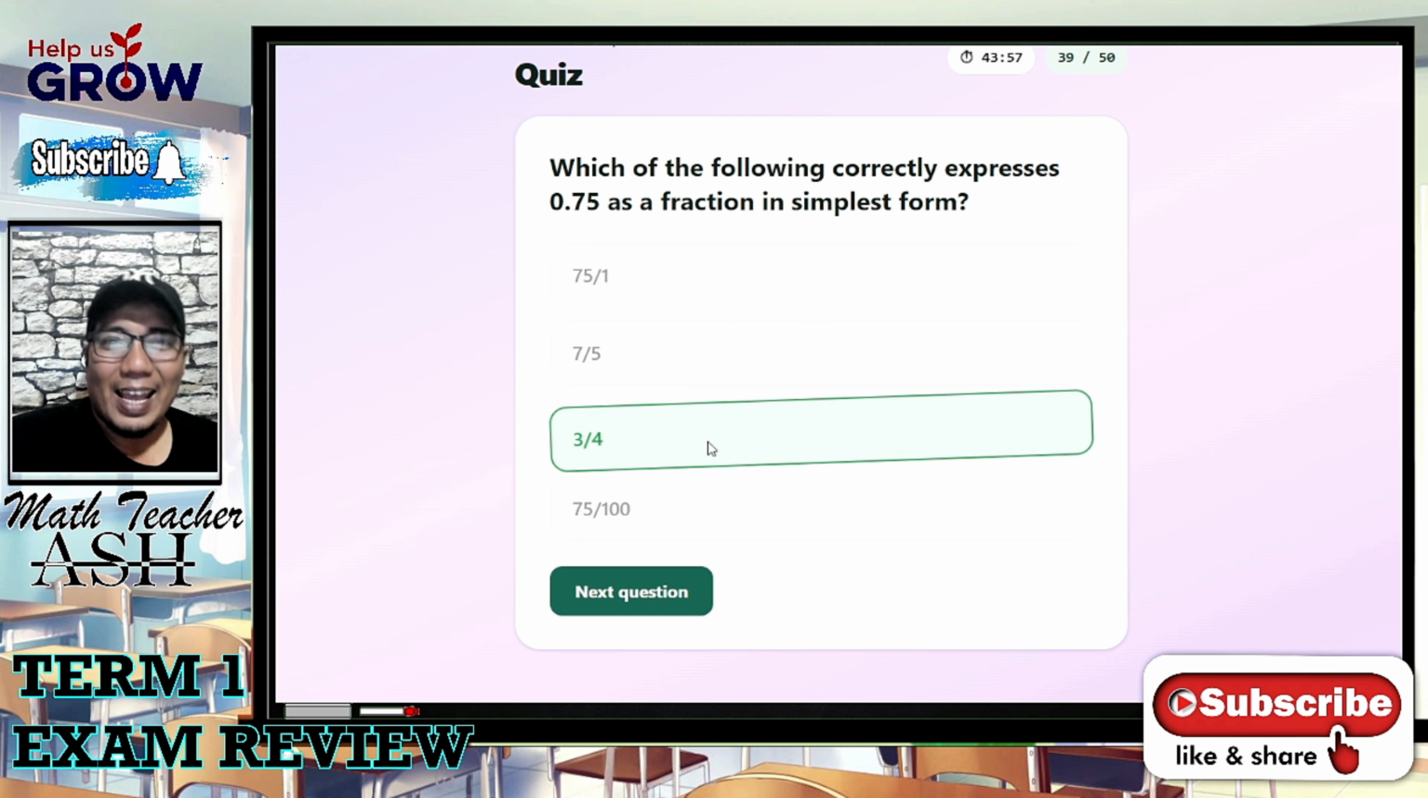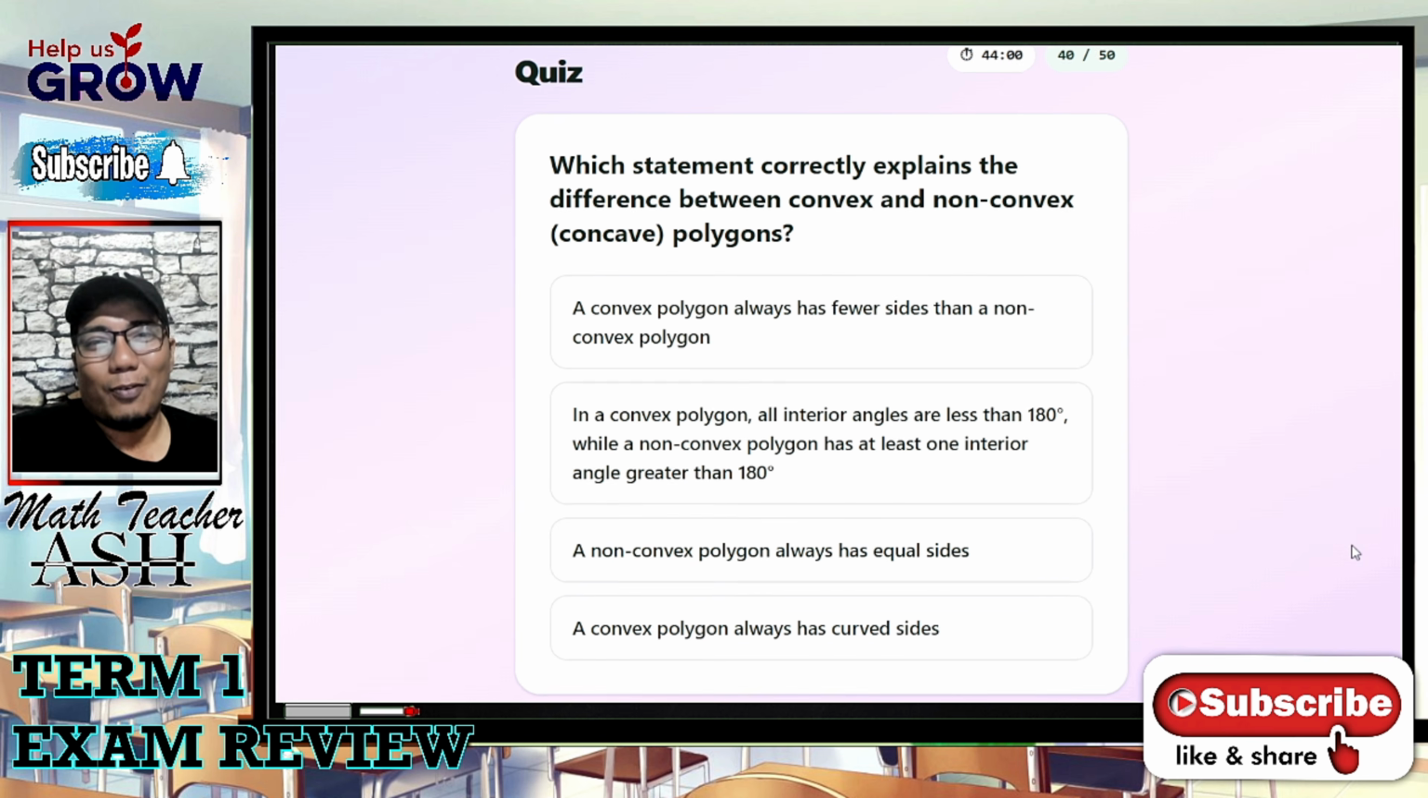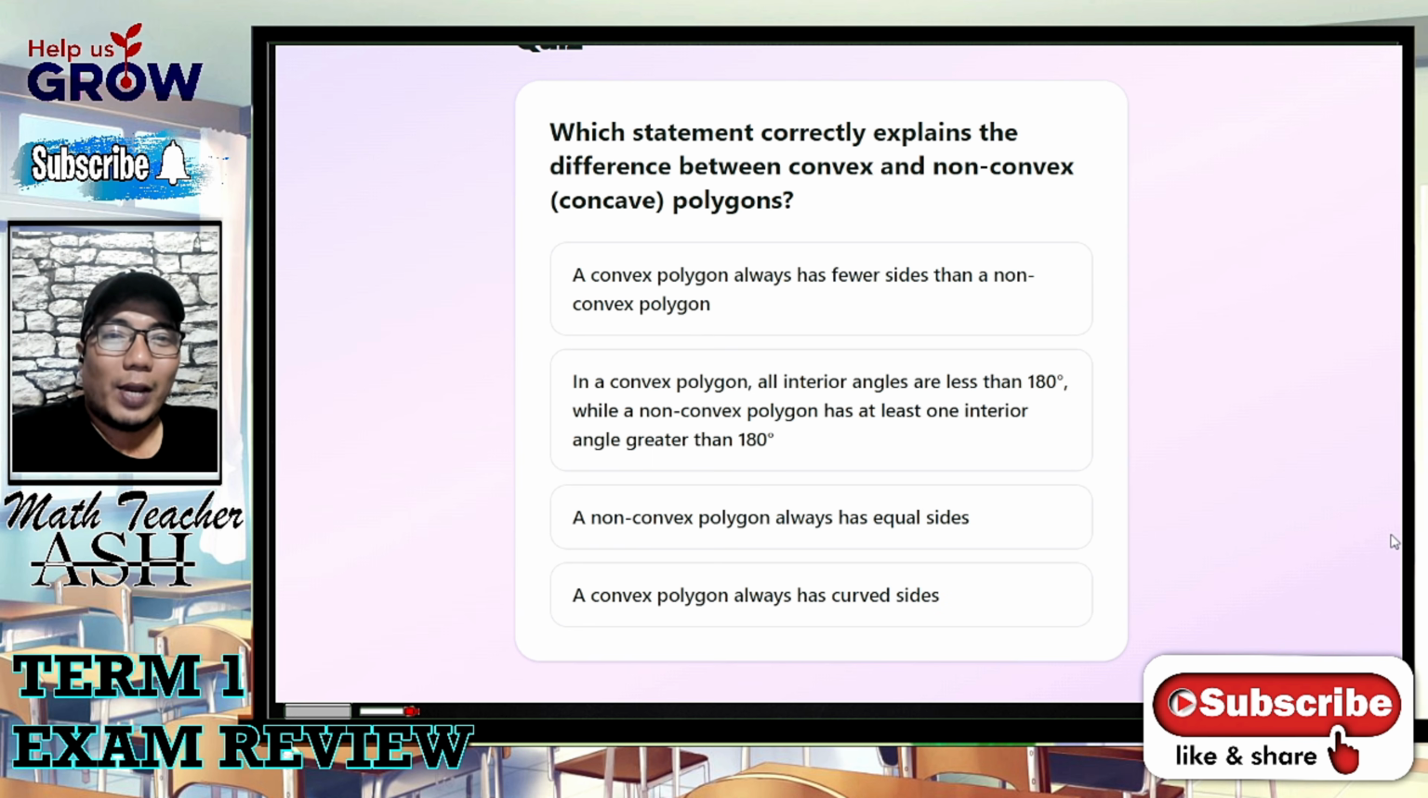Alright, easy, right? And now let us go to the last question for part 4. Which statement correctly explains the difference between convex and non-convex or concave polygons? A convex polygon always has fewer sides than a non-convex polygon. Or in a convex polygon, all interior angles are less than 180 degrees, while a non-convex polygon has at least one interior angle greater than 180 degrees? Or a non-convex polygon always has equal sides? Or a convex polygon always has curved sides? What do you think is the answer, my dear math learners?